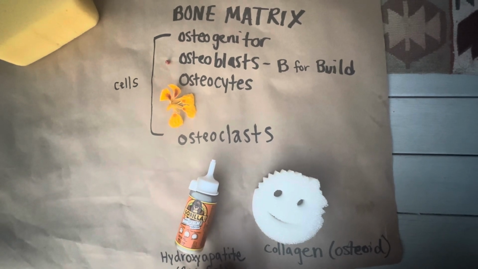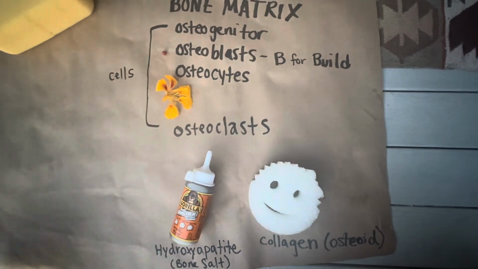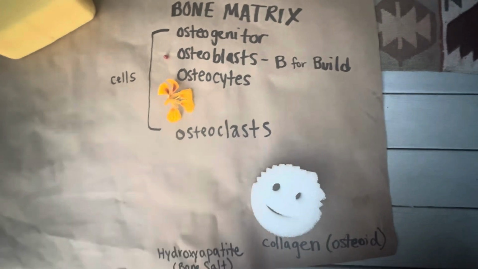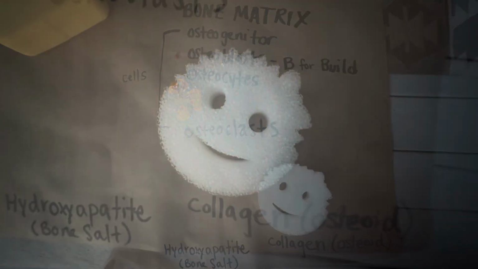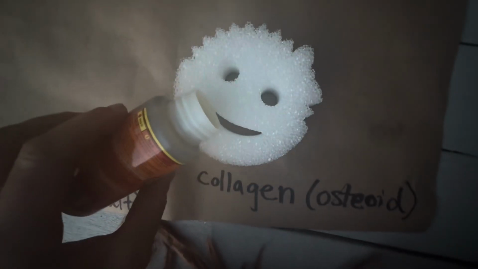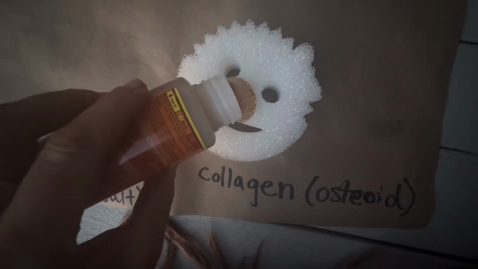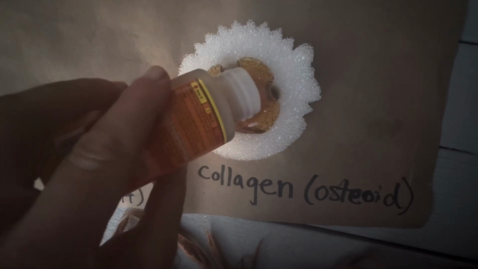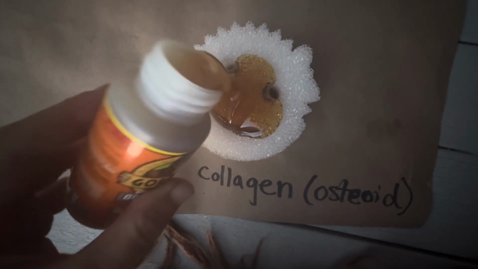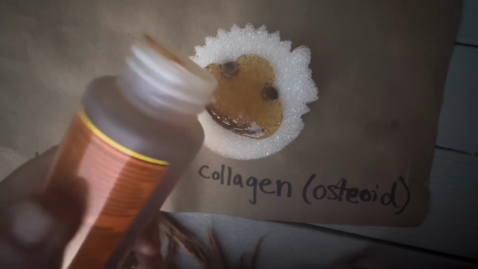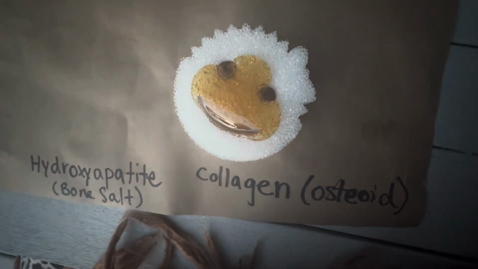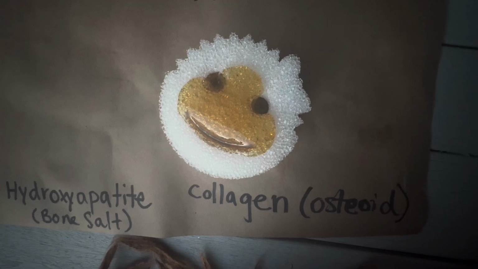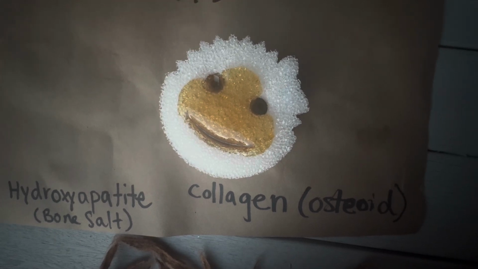Then we have osteoclasts, which are derived from monocytes. They are responsible for the bone resorption, the breaking down. And so our bones are constantly being remodeled, building up and broken down. So the osteoblasts I think of as with a B is for building, and the osteoclasts are with a C, which is that crashing bone down.